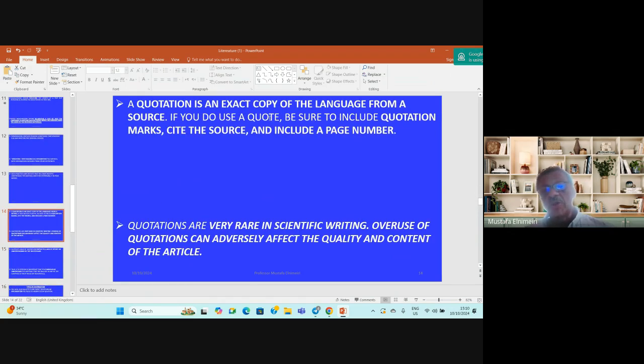When we talk about quotation, it is an exact copy of the language from a source. If you do use a quote, you have to ensure to include the quotation marks and to cite the source from where you have got this literature and include the page number if possible. Quotations are not commonly used in scientific writing, and overuse of quotation can adversely affect the quality and content of your article.